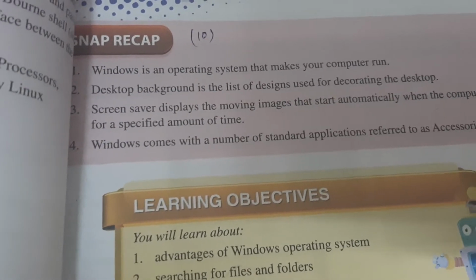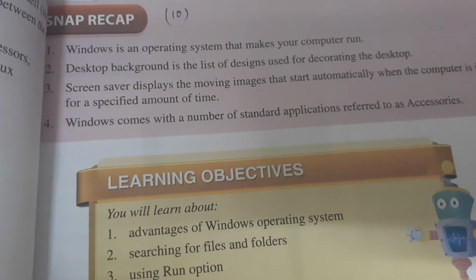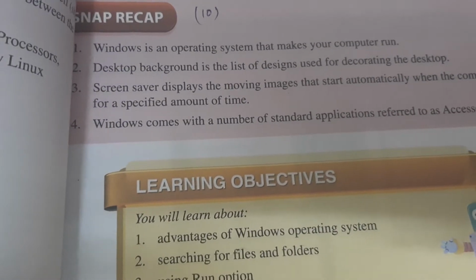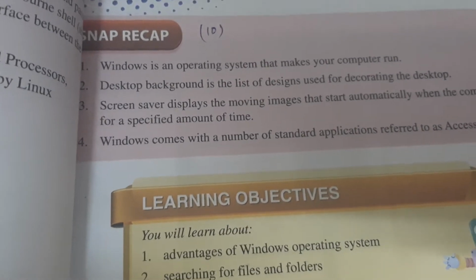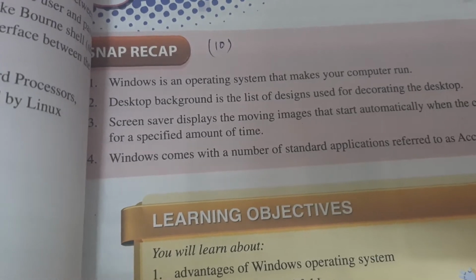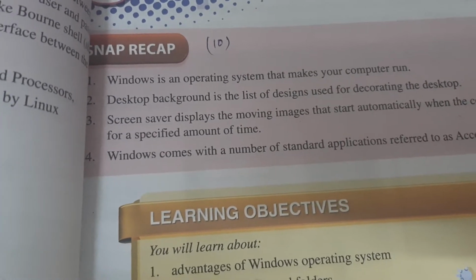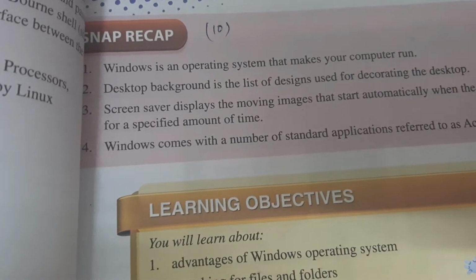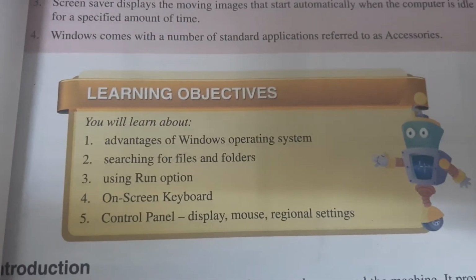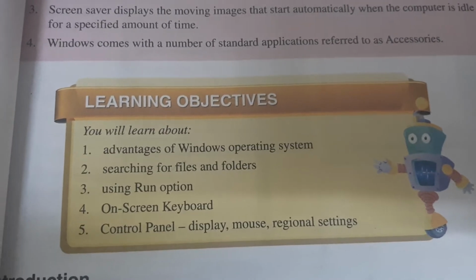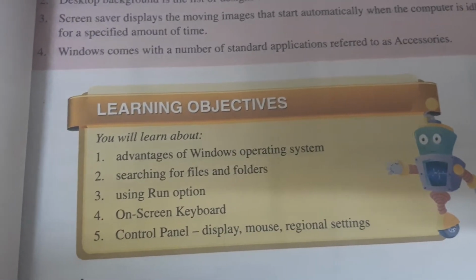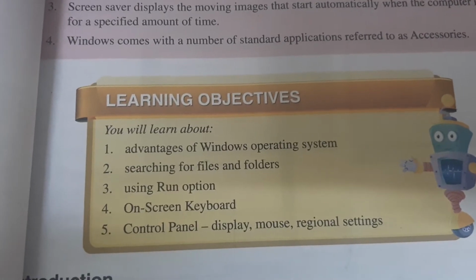Windows comes with a number of standard applications referred to as accessories. In Windows, when you open your computer, you use different applications, for example, Paint, Calculator, and so on. In this chapter, we will learn the advantages of using the Windows operating system. What are the different advantages of using Windows?